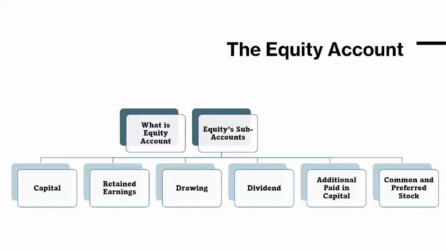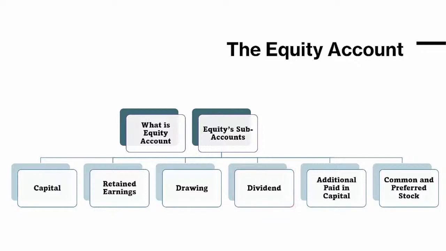3. Drawings or withdrawals. Drawings are amounts that the owner takes out of the business for personal use. This reduces the equity because it's money taken from the business by the owner. For example, if the owner takes some cash from the business account for personal expenses, it's recorded in the drawings account.